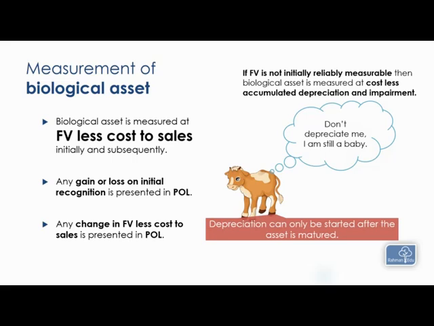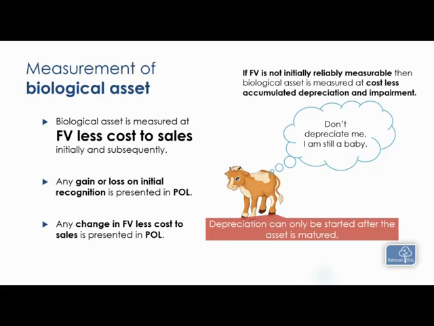Here, IAS 41 has a presumption that the fair value of a biological asset is reliably measurable. And this presumption can be rebutted only on initial recognition for a biological asset for which quoted market prices are not available and for which alternative fair value measurements are not reliable at all.